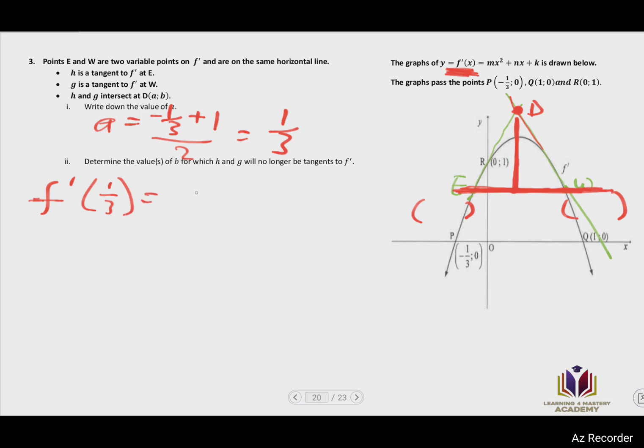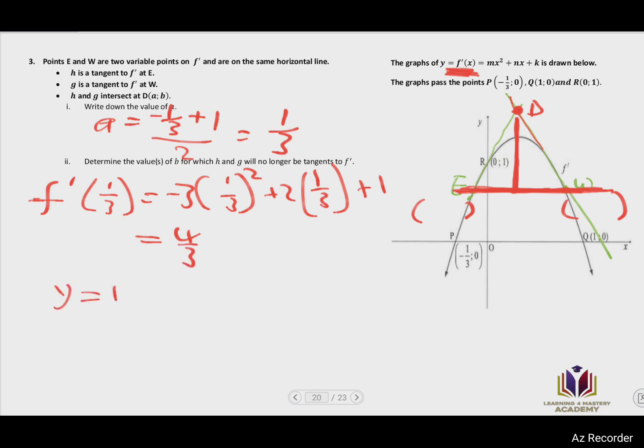What 3 equals 2? We had 3, put that there. It's going to give us -3, 1 over 3 squared plus, shouldn't be negative, 2, 1 over 3 plus 1. This gives us 4 over 3, right? Meaning the Y value of D is 4 over 3, okay?